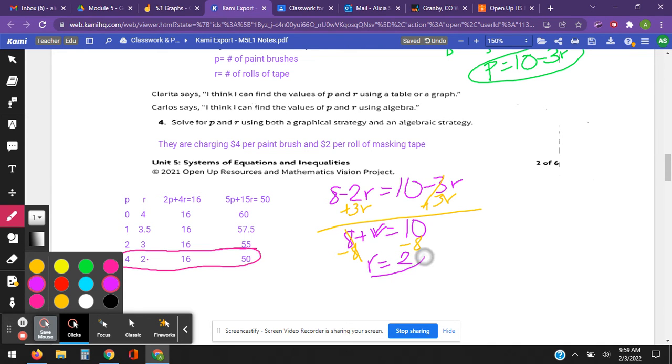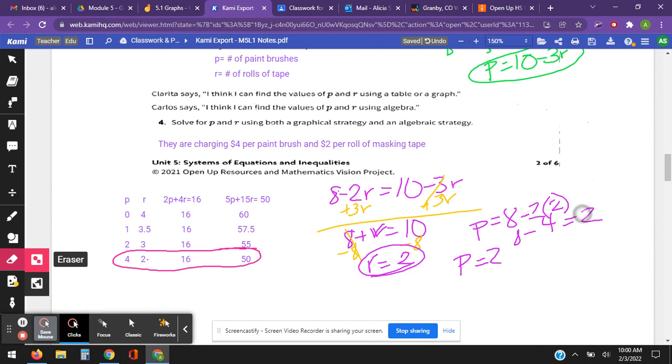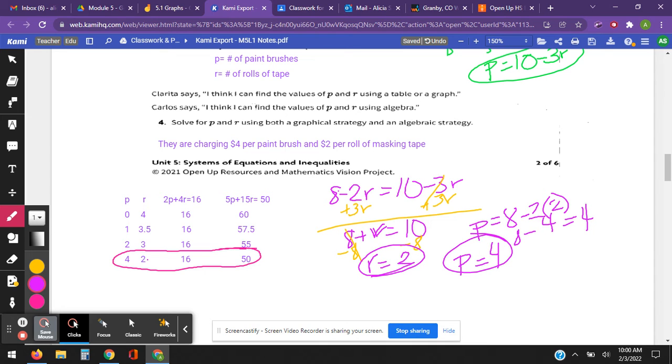And then to solve for P, I'm just going to plug it into the 8. So P equals 8 minus 2 times R, which in this case is 2. So 8 minus 4 equals 2. So then P equals, or not 2, oh my goodness, 8 minus 4 is 4. Did a brief moment of division. So I still got that same information.